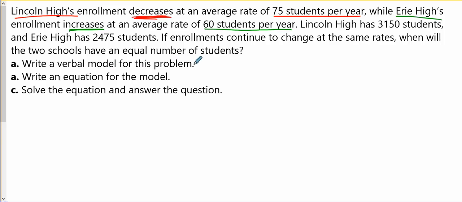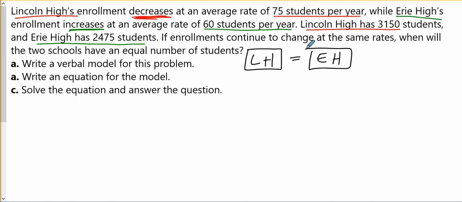So write a verbal model of this problem. So for the verbal model, let's still underline this. We've got Lincoln High, and then we've got Erie High, and our verbal model is, when will Lincoln High be equal to Erie High? So that's a fine verbal model. When is this going to happen? Write an equation for that model.